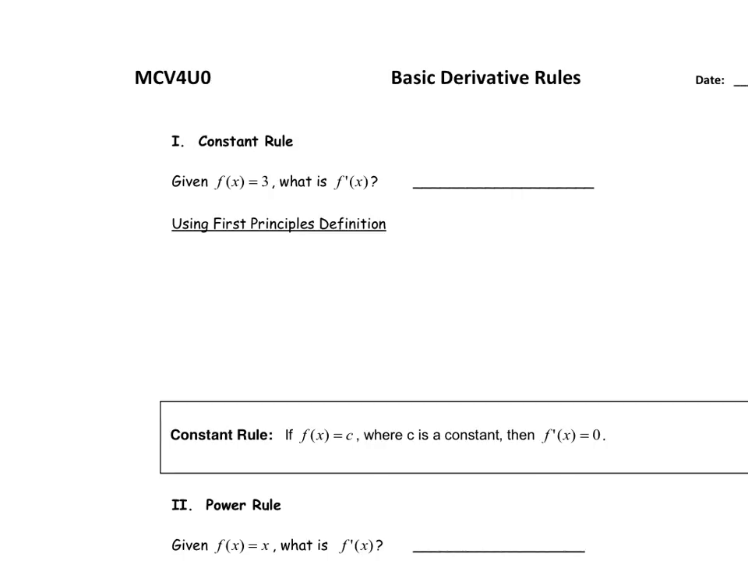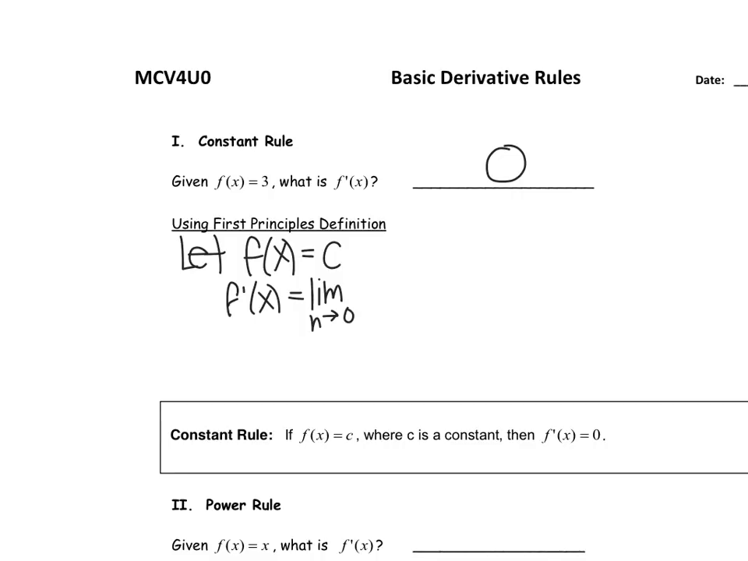Given that f of x equals 3, the derivative of that is 0. Let's take a look at showing why that's the case for all constants c. If we let f of x equal any constant c, then I go ahead and find the derivative by taking the limit as h approaches 0.